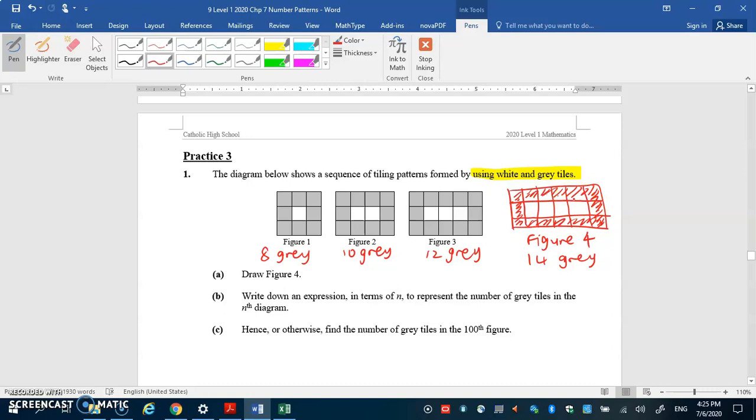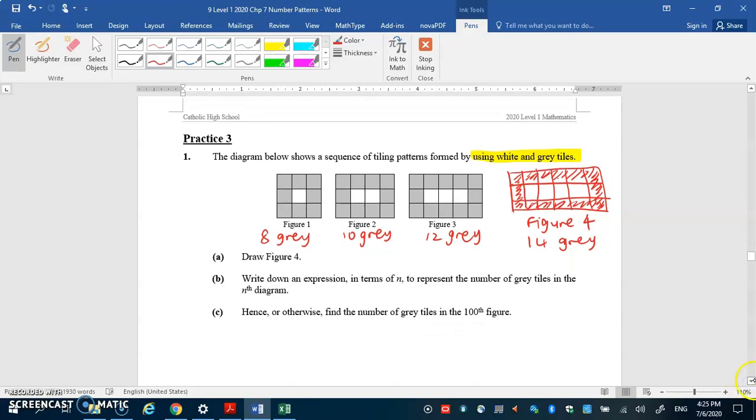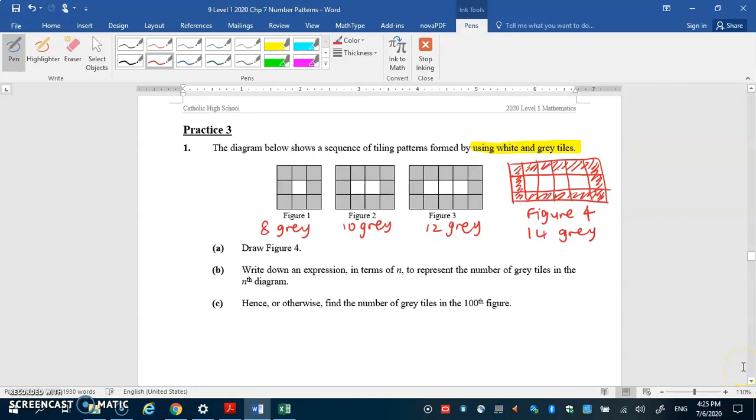Part B says, write down an expression in terms of n to represent the number of grey tiles in the nth diagram. So they are not concerned about the white tiles, right? Because obviously the number of white tiles is just the figure number itself. But they want you to find the number of grey tiles.